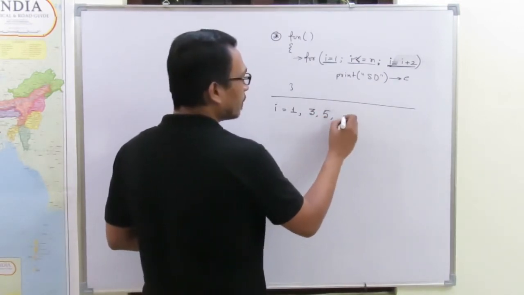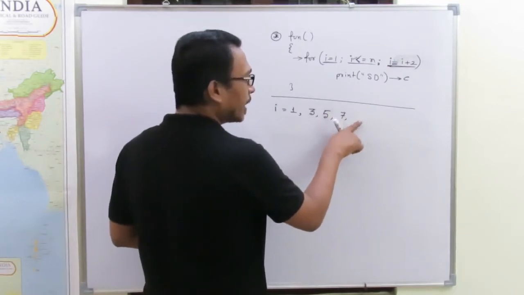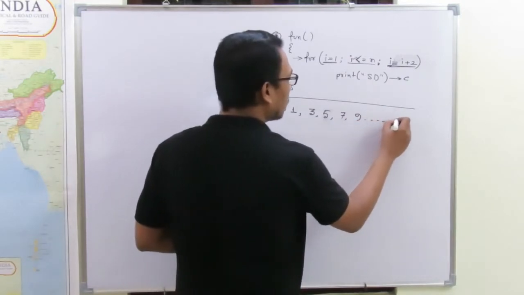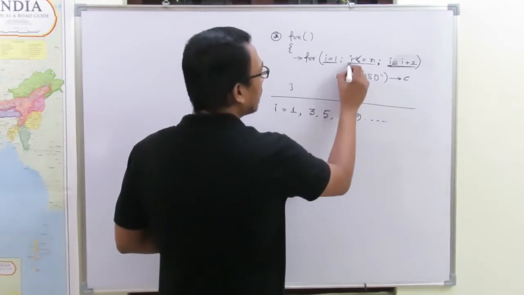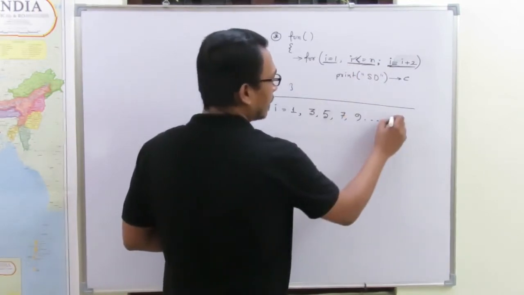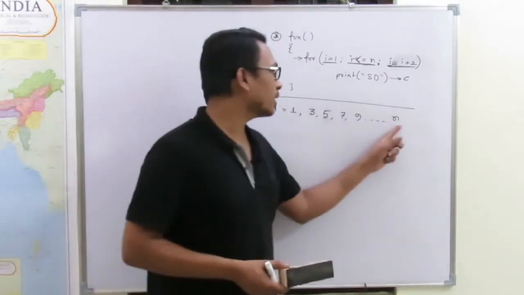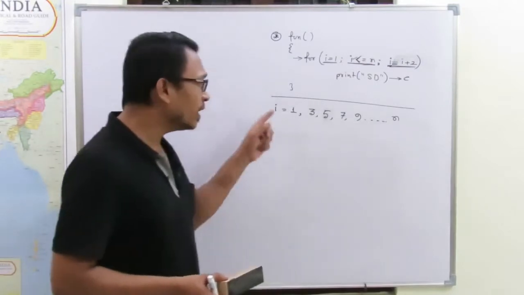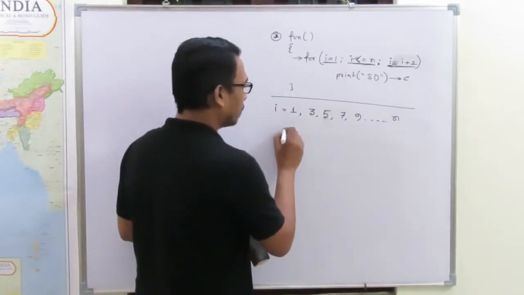Next what will we get? We will get 5 plus 2, that means 7. Then we will get 7 plus 2, that means 9. Like that it continues. How long will it continue? It will continue till the value n is reached. Clear? So how many iterations are there? Look here, total number of iterations is n by 2.